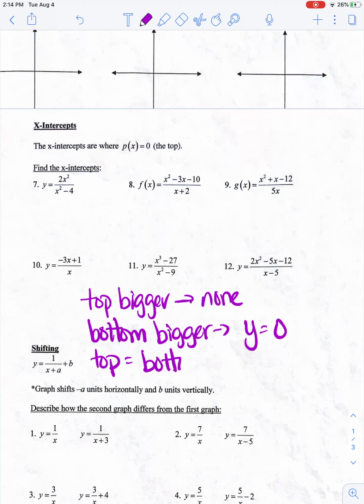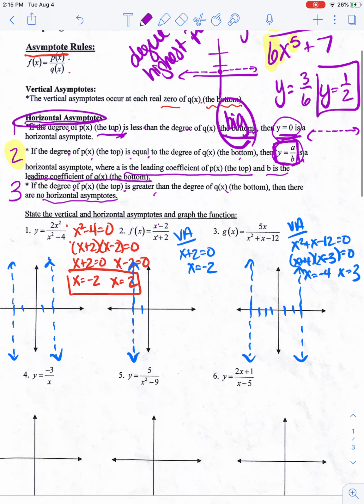If the top equals the bottom, then it's y equals a over b, where those guys are the leading coefficient of the top and the bottom. So that's the dumbed down version of these three horizontal asymptotes, and you just have to memorize them. Most of the time people have no problem with this because it makes sense that if they're equal, then you just take the leading coefficient of the top over the leading coefficient of the bottom. If the bottom is bigger, then it's y equals 0, and if the top is bigger, there are none. Just memorize it because you have to have it.